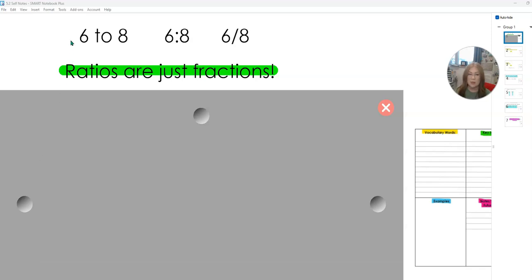So in our last section, we learned that we can write a ratio three different ways: with "to," a colon, and a fraction. And we need to remember, even if it gives it as a word "to" or a colon, we can rewrite it as a fraction. Thinking about a ratio as a fraction is going to help us with these other steps we're going to work on today.